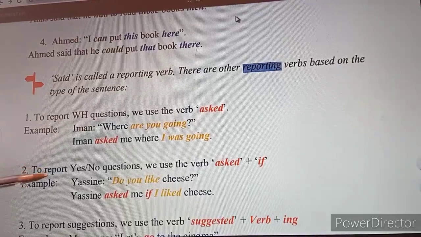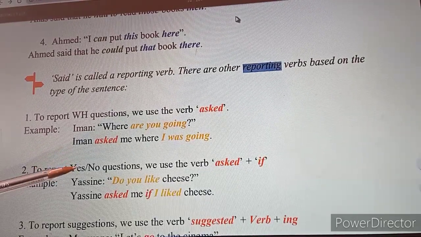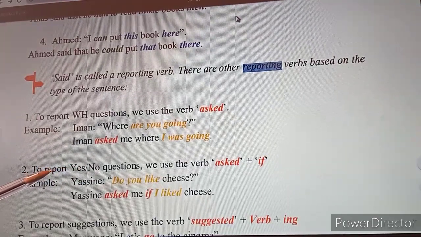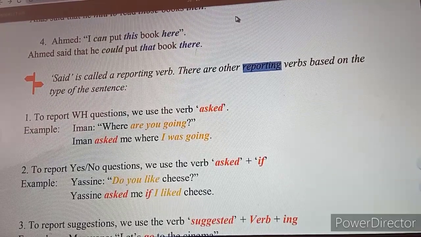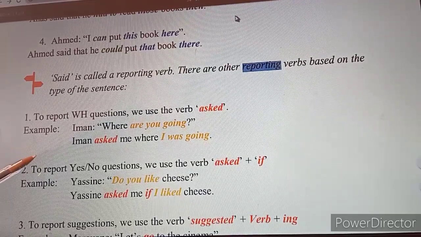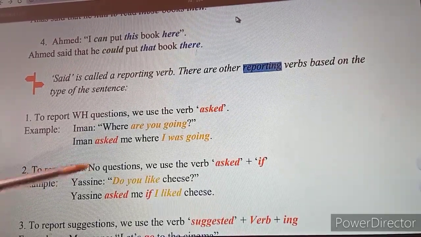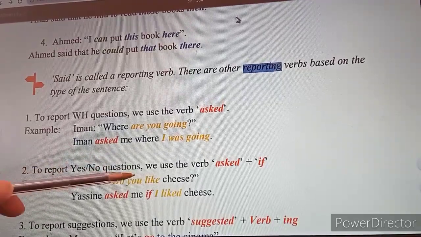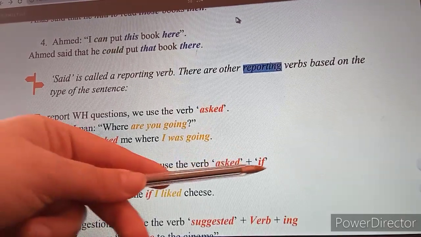Let's move now to number 2. To report yes no questions. What does yes no questions mean? Yes no questions are the questions that we can answer by yes or no. Clear? For example, if I say do you like cheese? We will say yes or no. Clear? So it is not double H questions, but yes no questions. So to report yes no questions, we use the verb asked or if. Clear?